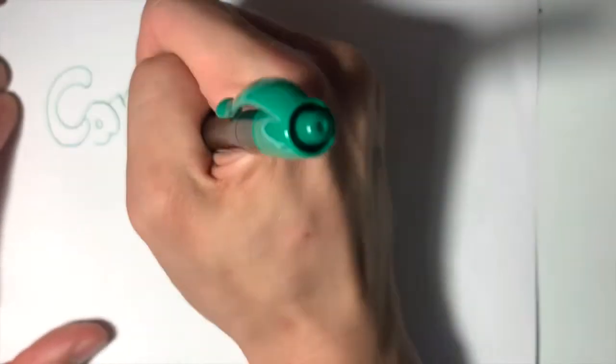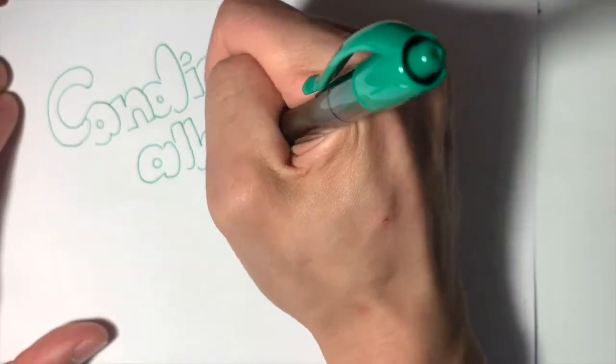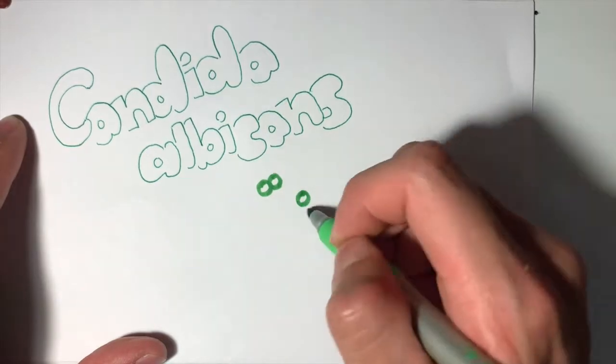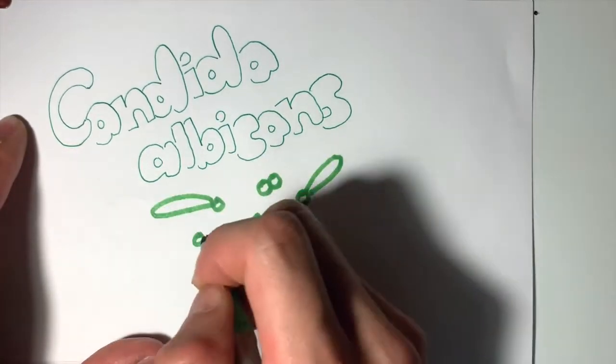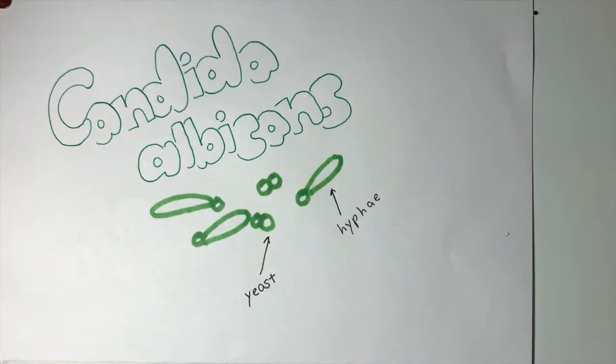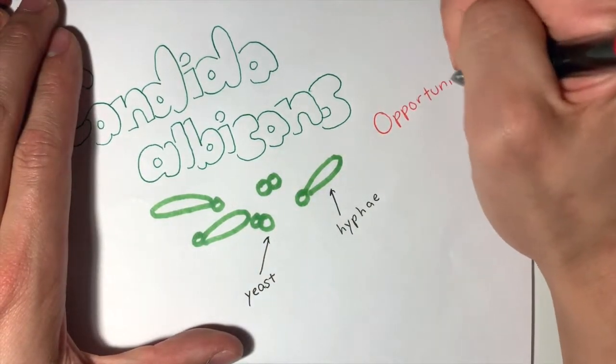Hi everyone, today we'll be going over Candidiasis. The most common cause of this infection is attributed to Candida albicans. This fungus is often characterized by its unique ability to switch morphologies between yeast and hyphal states. Candida albicans is normally an opportunistic pathogen. It's part of our normal flora.